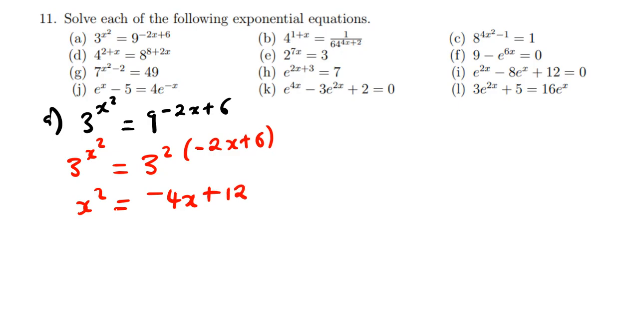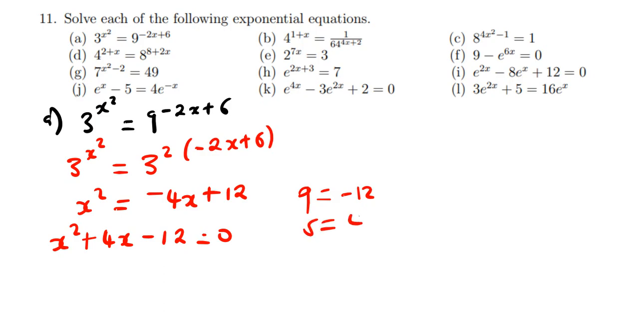Now that I've got this, I'm going to put the like terms together, or write it in standard form. x squared, when I take the negative 4x to the other side, I have positive 4x. When I take the positive 12 to the other side, it becomes negative 12. This is equal to 0. Okay, can the sum and product method work? Let's try. The product is negative 12. The sum is 4.